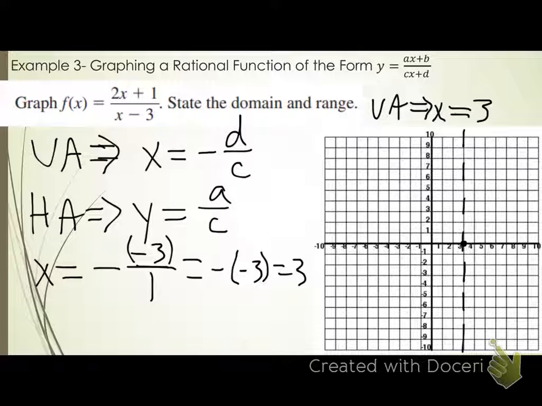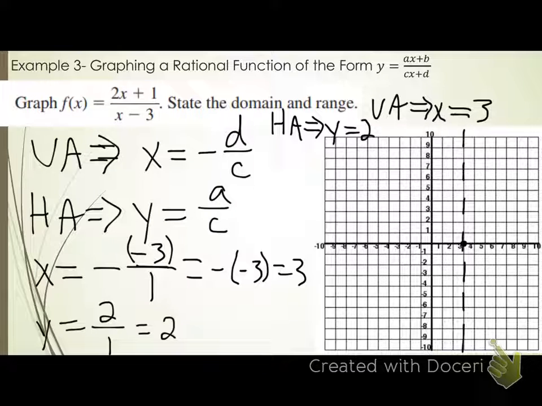Okay, now let's find our horizontal asymptote. Y equals a over c. What's my a value, my number in front of my x in the numerator? 2 over, what's my c value? What's the number in front of x? 1. 2 over 1 is? 2. So my horizontal asymptote is the line y equals 2.